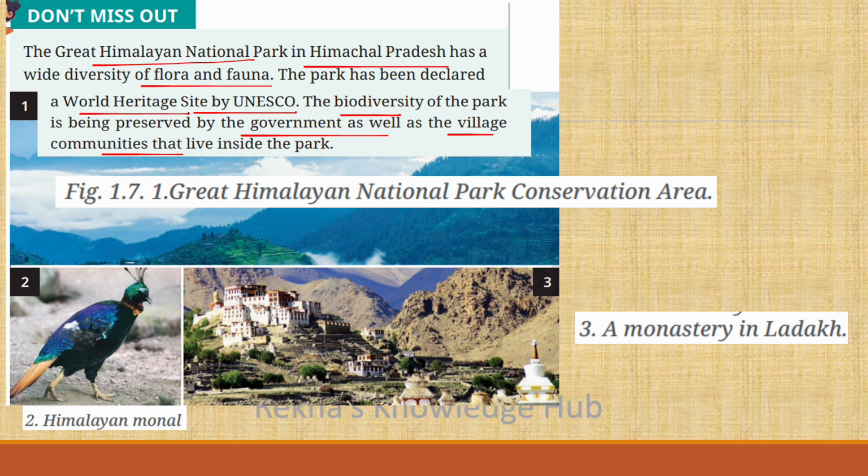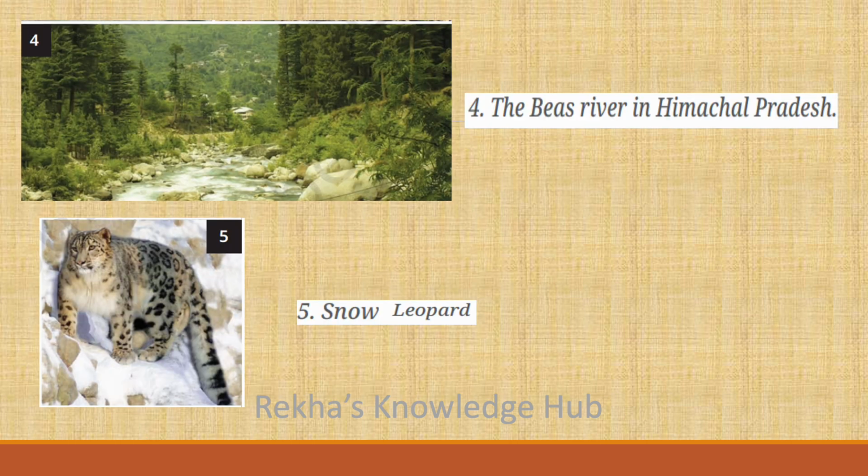So you can see some pictures of the Great Himalayan National Park Conservation Area. Then you can see the Himalayan monal, this is a male bird. Then a monastery in Ladakh. This is a picture of the Beas River in Himachal Pradesh. Then you can see a snow leopard.